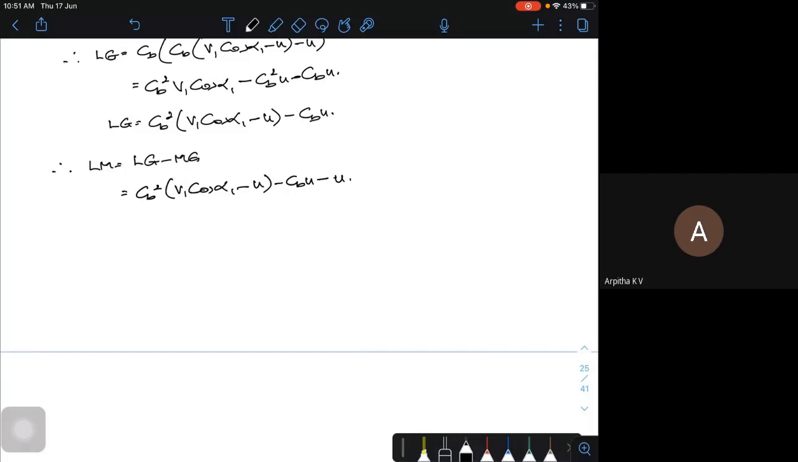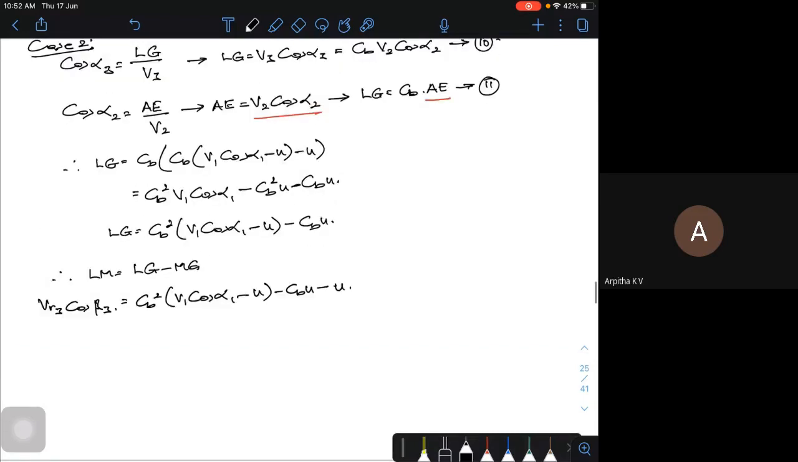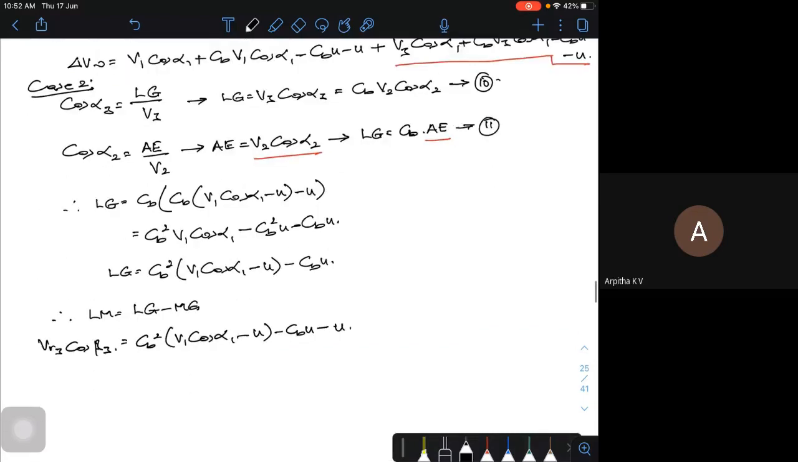Now already we have this Lm. So what is your Lm? Lm is actually VR3 into cos beta 3. This already we have. Say VR3 into cos beta 3 is equal to Cb square into V1 cos alpha 1 minus U, into Cb into U minus U. And Cb is equal to that thing, everything we have. Now what is your Mn? So now I have to substitute for Mn.